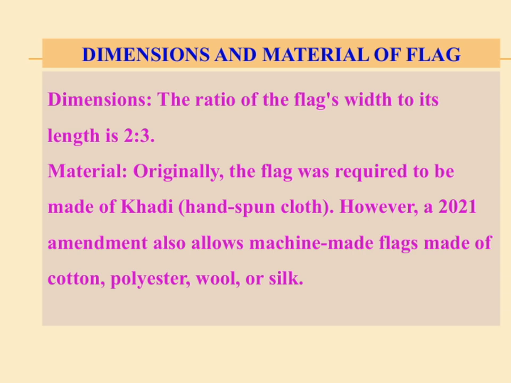However, in 2021, there was an important amendment. It now allows flags to be made from machine-made materials as well, like cotton, polyester, wool, or silk. This change provides more flexibility in manufacturing while still respecting the flag's significance. Overall, these standards ensure the flag remains a proud symbol of our identity, whether it's made by hand or machine, and maintains its dignity and respect.